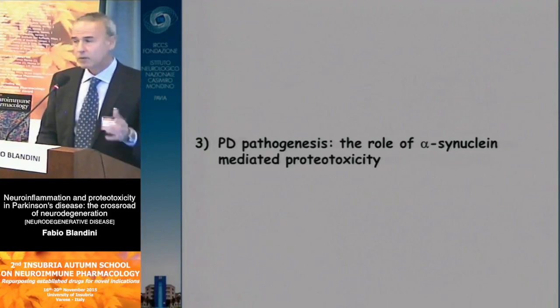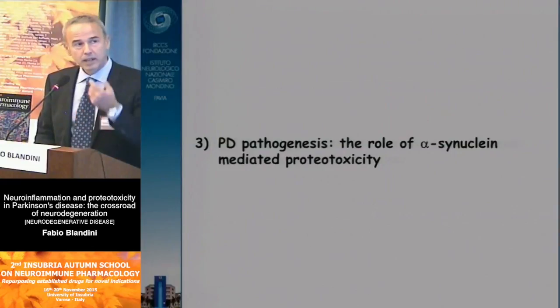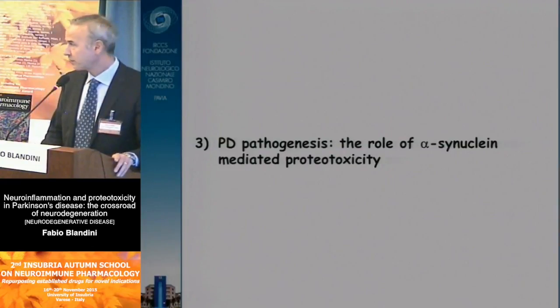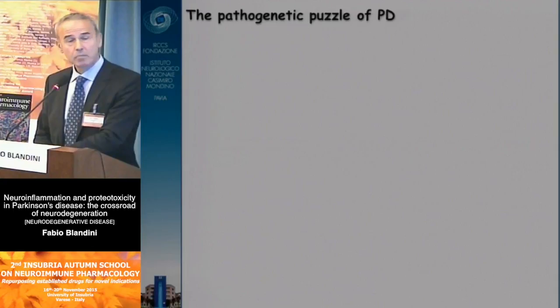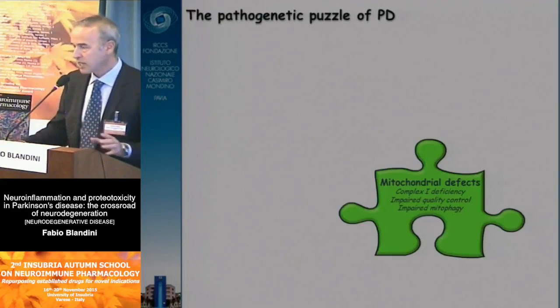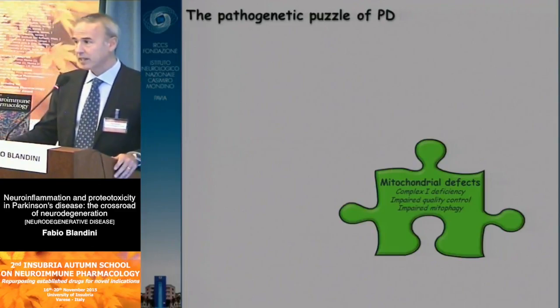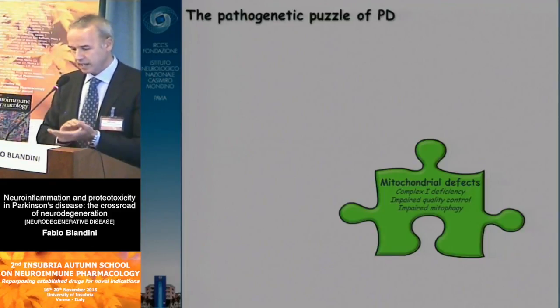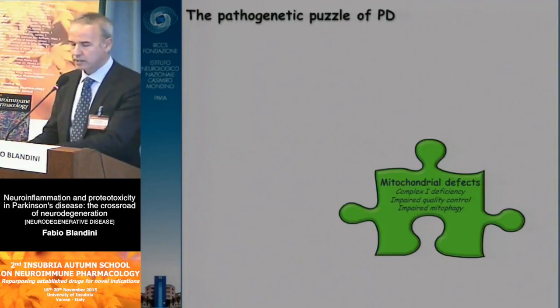Okay. So now we go into the core of the presentation. We talk about pathogenesis. Pathogenesis of Parkinson's disease, starting with the role of alpha-synuclein-mediated proteotoxicity. But first, I'd like to give you an idea of the complexity of the pathogenic puzzle of Parkinson's disease, because it is not a monofactorial disease. There are many different mechanisms that can intervene, interacting with each other. And I try to summarize these mechanisms into 4 main categories, which are quite nicely connected to each other.